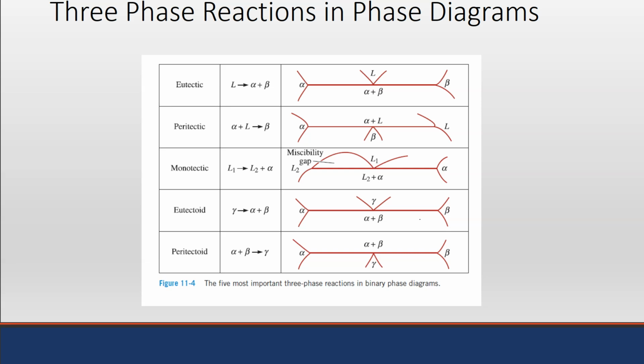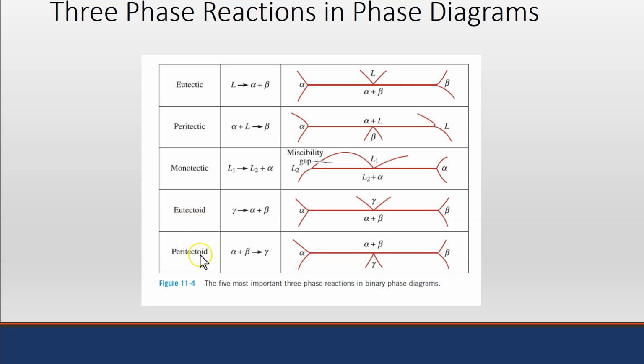A number of reactions are possible. So we'll be studying in detail the eutectic, where the liquid phase splits into two solid phases, alpha and beta. We also can have a peritectic reaction where alpha and liquid react to form a third solid phase called beta. We have monotectic where a liquid L1 splits into liquid L2 and a solid phase alpha.